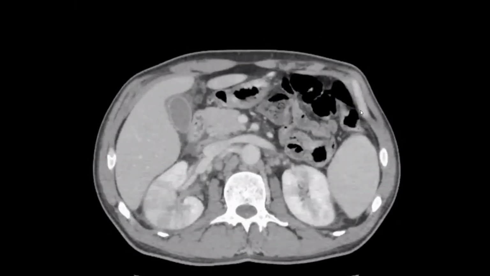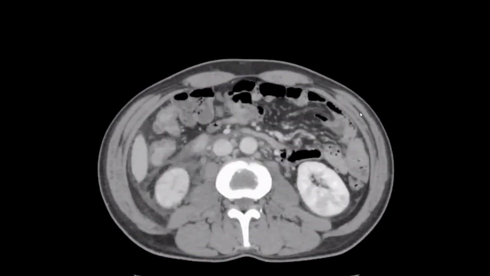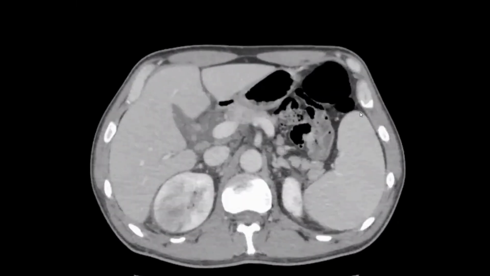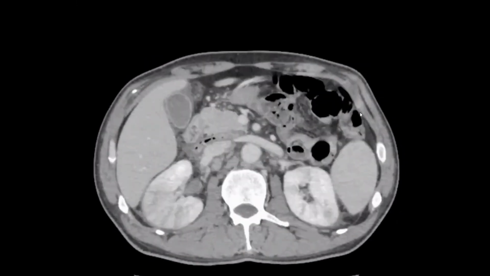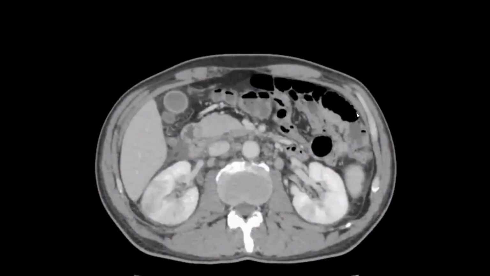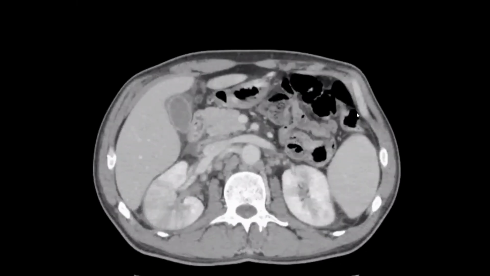There is a large hypodensity noted in the upper pole of the renal parenchyma with marked adjacent perinephric fat stranding and thickening of the Gerota's fascia. I'm looking at the vessels to look for enhancement. The left renal vein is normal.